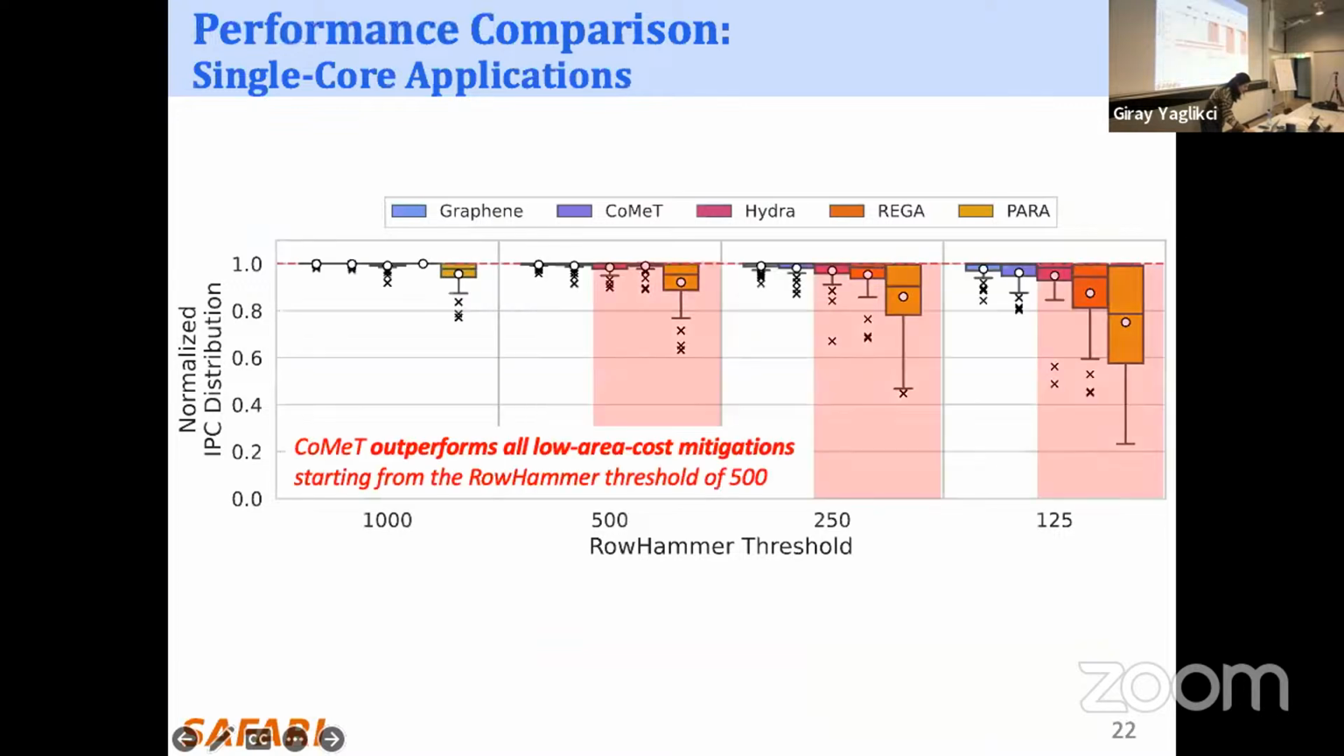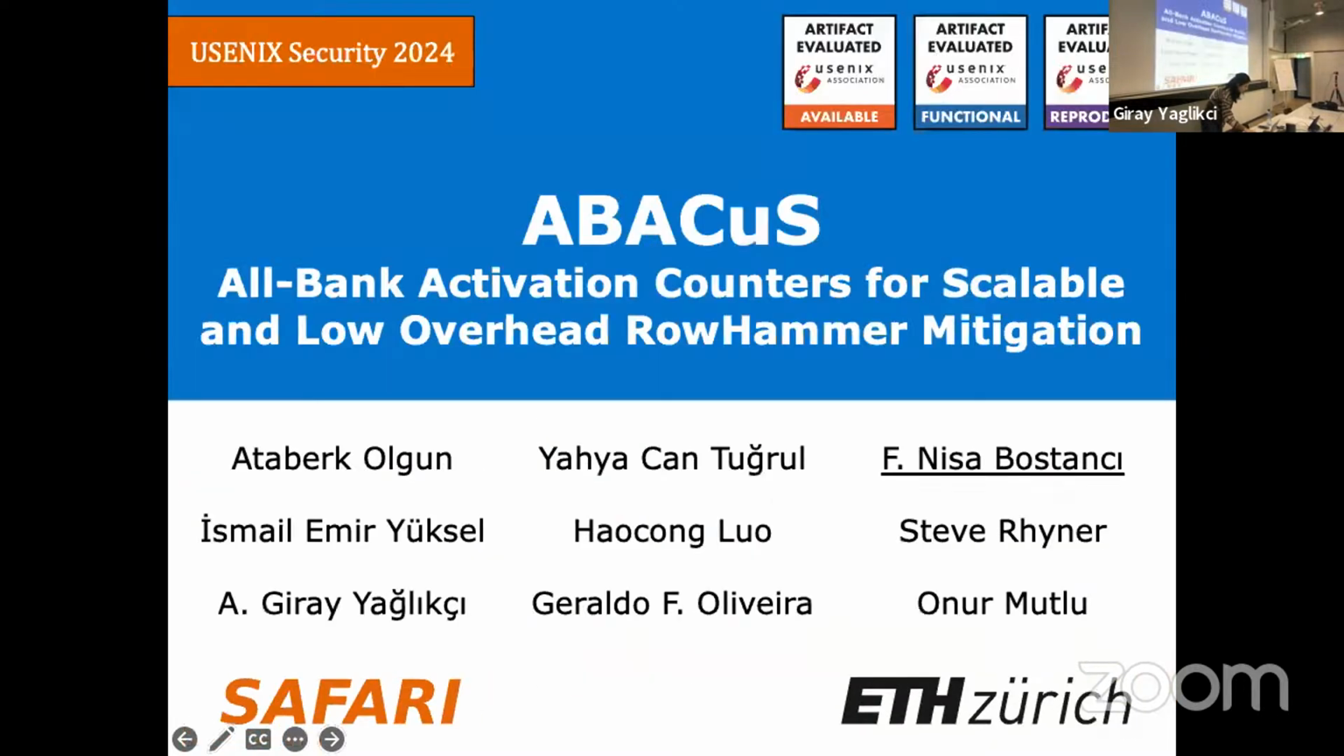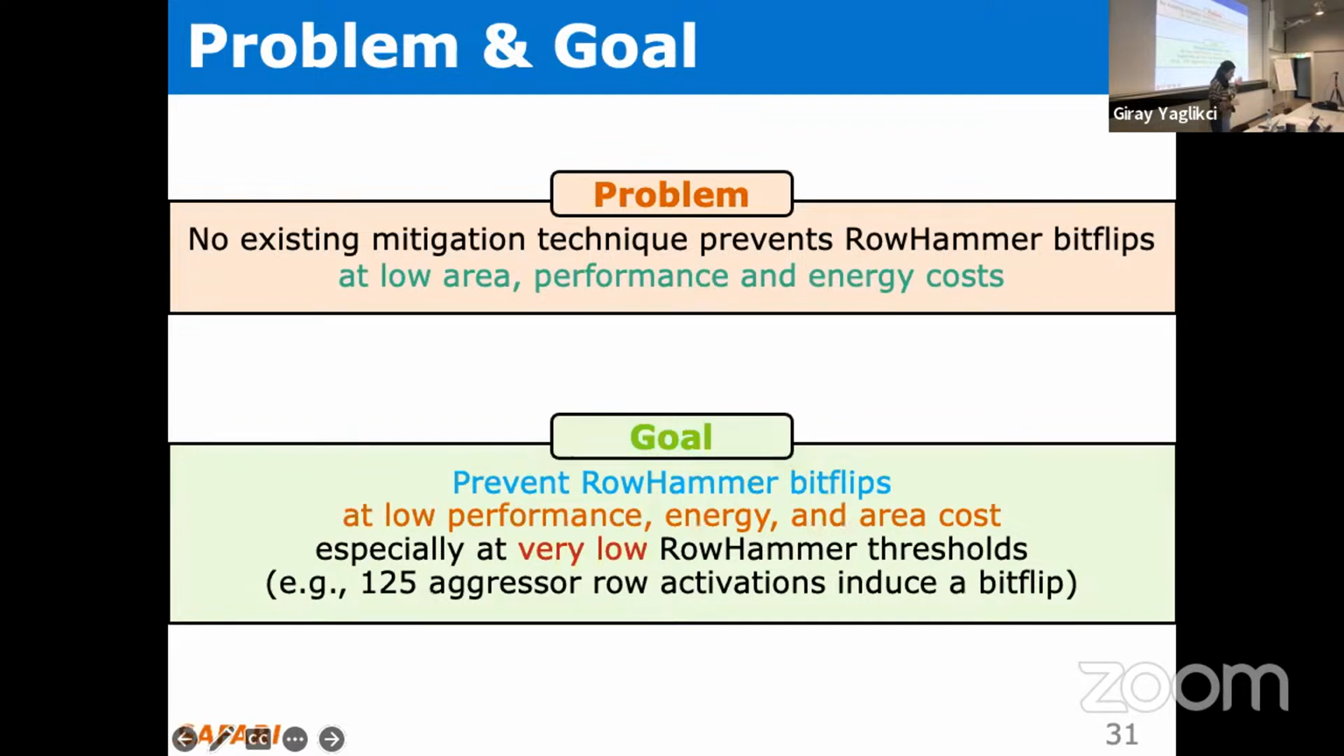I expected to take less time because we already covered the background and the goal. So the second paper is called Abacus, All Bank Activation Counters for Scalable and Low Overhead RowHammer Mitigation, which was presented at USENIX Security 2024. And the problem is the same. No existing mitigation technique prevents RowHammer bit flips at low area, performance, and energy costs. And our goal is to fix that, especially at very low RowHammer thresholds.